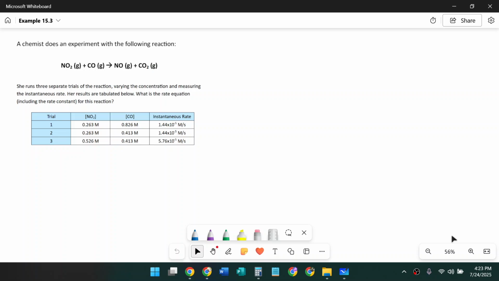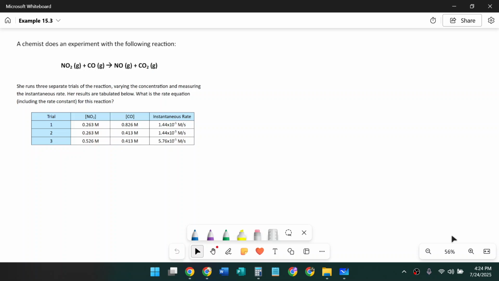So you can see the NO2 has 0.263 for the first 2 trials and then 0.526 for the last one, and the CO has 0.826 molarity for the first one and 0.143 for the last 2. And then each of those concentration combos gives us different instantaneous rates. The first 2 actually end up being the same. So that might hint at something, but we will talk about that when we get to the end.